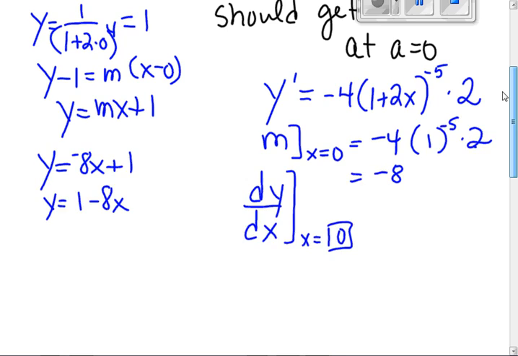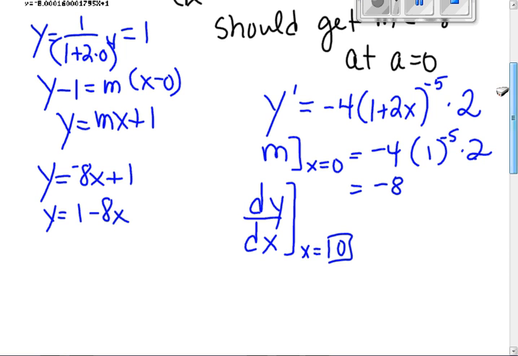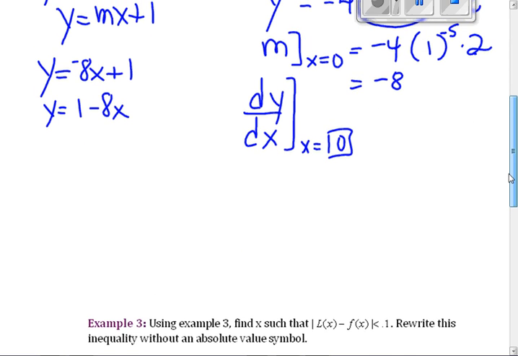No, that's not wrong. Oh, but the negative 4 is in the numerator. This goes in the denominator. That's what it is. Good. Okay.